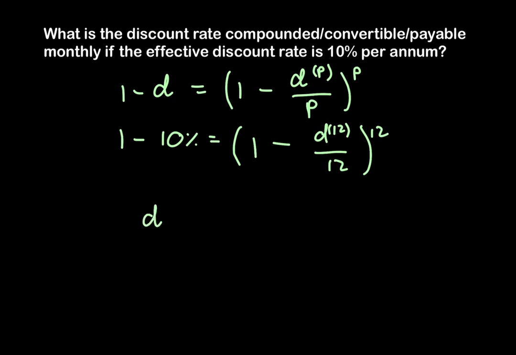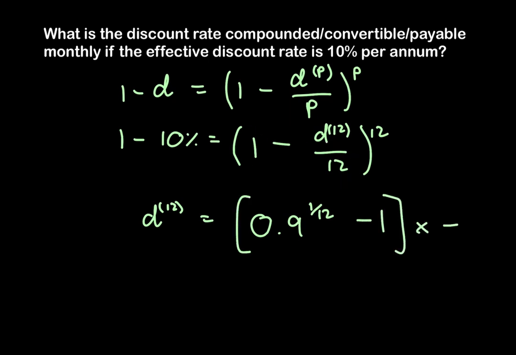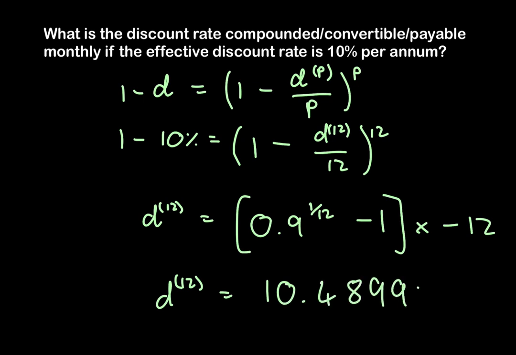Then we solve for d^(12), so we get d^(12) is equal to, and 1 minus 10% is 0.9. To get rid of this 12 in the exponent, we raise it to the 1 over 12. We subtract this from 1, and then we multiply by negative 12. And the answer that you should get for the discount rate convertible monthly is 10.4899%.